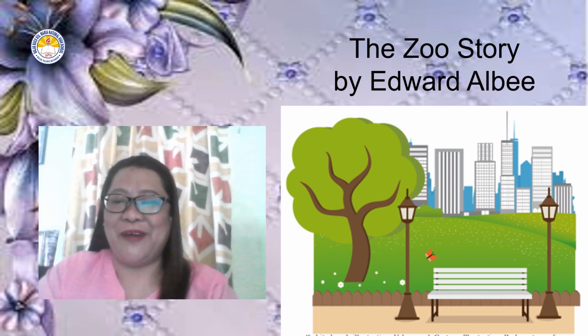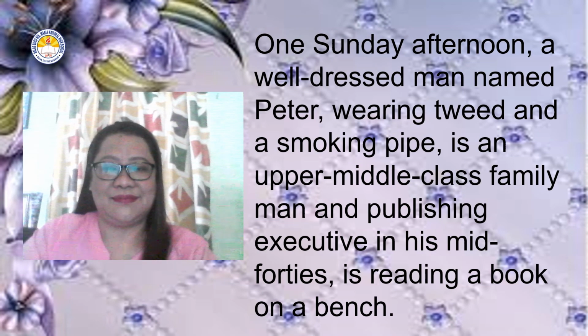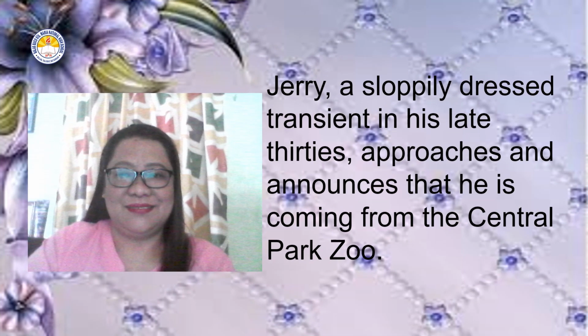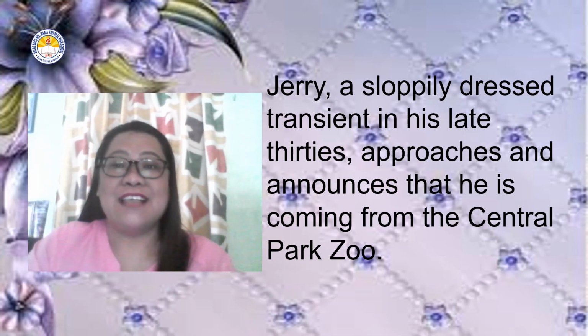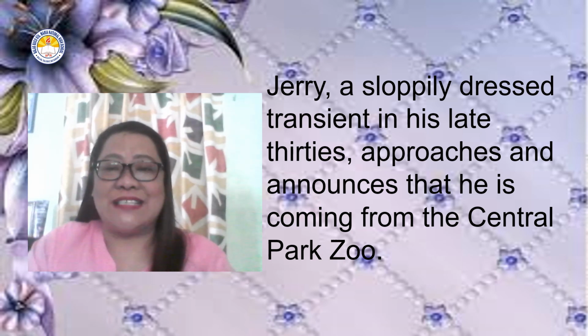Now, here we go. The Zoo Story by Edward Albee. One Sunday afternoon, a well-dressed man named Peter, wearing tweed and a smoking pipe, an upper middle-class family man and publishing executive in his mid-40s, is reading a book on a bench. Jerry, a sloppily dressed transient in his late 30s, approaches and announces that he is coming from the Central Park Zoo.